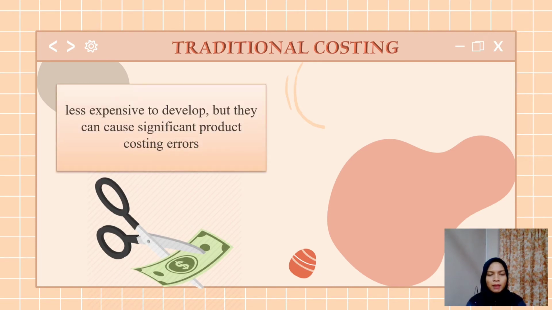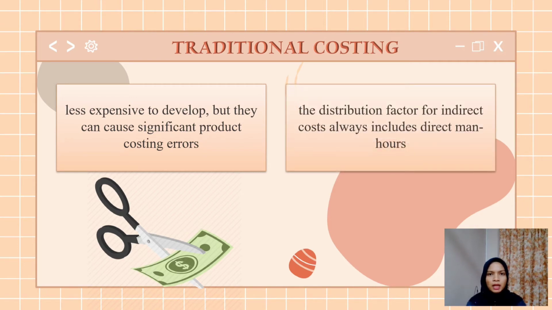Traditional costing systems are less expensive to develop, but they can cause significant product costing error. Management decisions on product range, pricing, cost control, and other factors based on misleading cost figures can lead to huge long-term losses. Under the traditional cost accounting system, the distribution factor for indirect costs always includes direct man-hours, and while this distribution approach historically had a beneficial effect, it is now difficult to distribute due to the increased product variety and high costs.